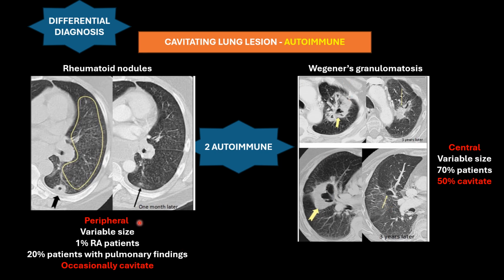In rheumatoid nodules, the cavities and nodules will be more peripheral in nature. We can see it's more peripheral, whereas Wegener's granulomatosis is more central, perihilar in location. Rheumatoid arthritis is common, but only 1% of rheumatoid arthritis patients go on to develop rheumatoid nodules. This we need to remember because it's quite rare even in rheumatoid arthritis patients. However, in patients who have pulmonary findings, 20% have these findings. They occasionally cavitate. Whereas in Wegener's granulomatosis, nearly 70% of the patients will have these cavitating nodules, and 50% of them will show cavity, and the remaining will not show cavity.